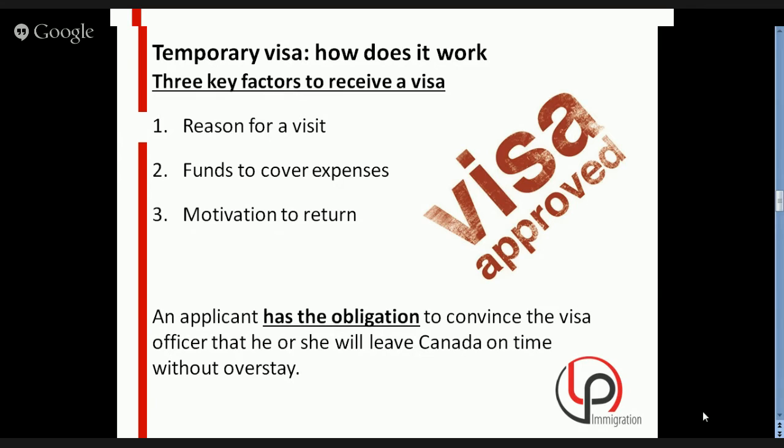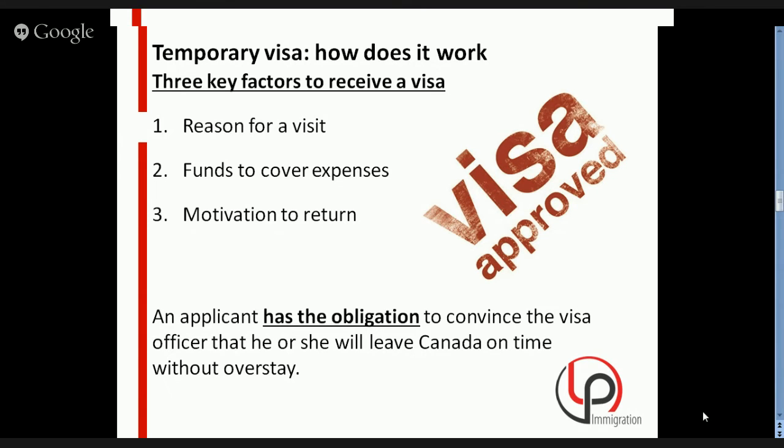So here are the 3 key factors considered by immigration officers when processing TRV applications. The 3 major questions to be thoroughly answered by every applicant in order to receive a TRV. First, the reason for a visit. Every applicant must clearly demonstrate why he or she is applying for a temporary visa to Canada.